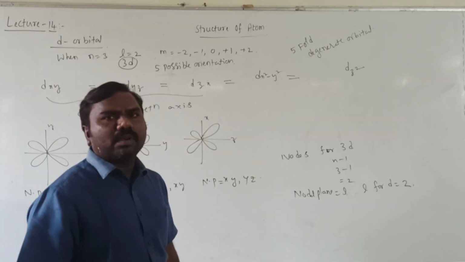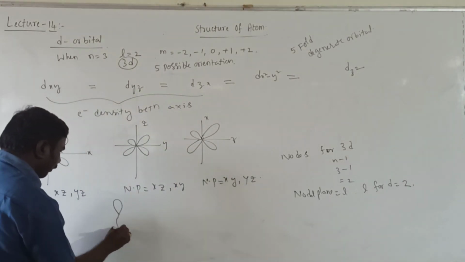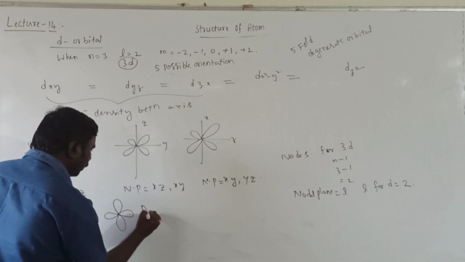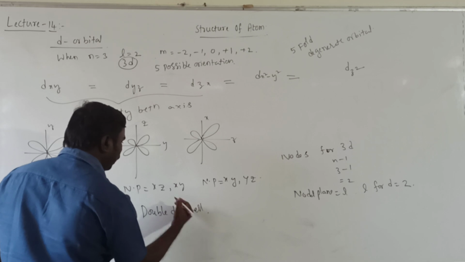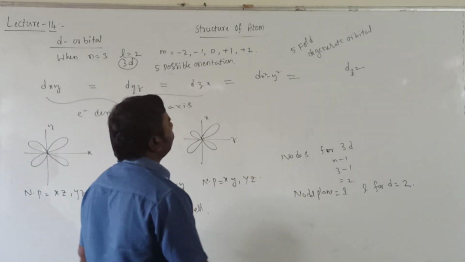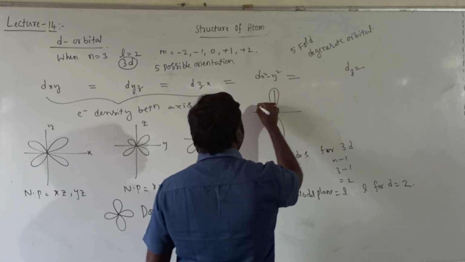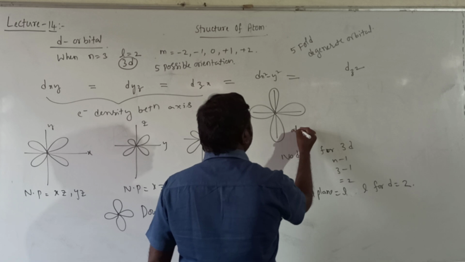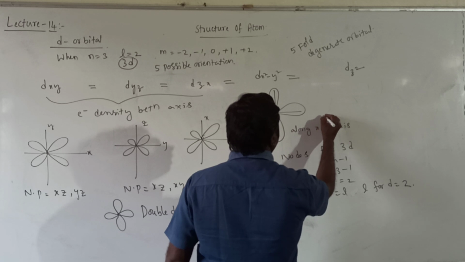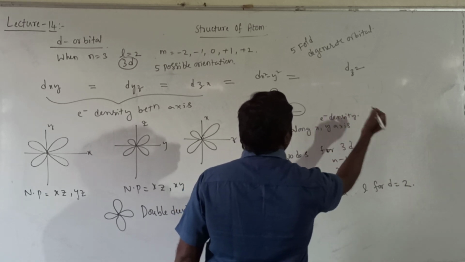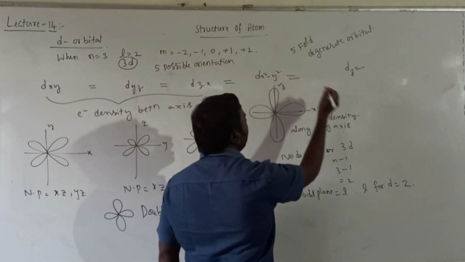Next, x square minus y square. The shape is double dumbbell. First dumbbell and second dumbbell. Shape is double dumbbell shape. Now, dx square minus y square along x axis and y axis. Electron density along x and y axis here. This is x axis and y axis.